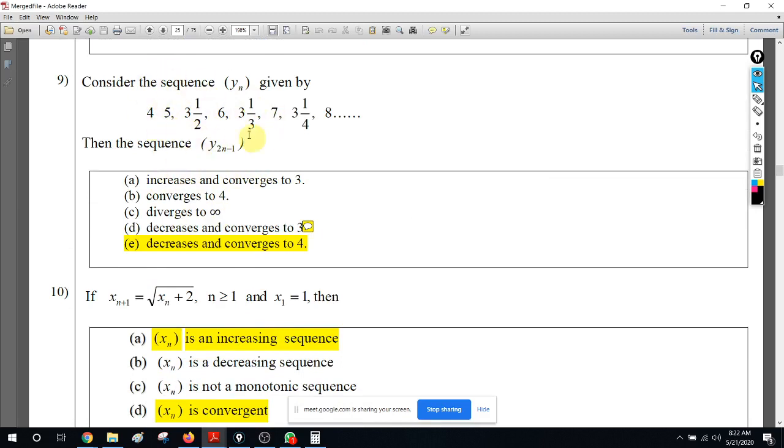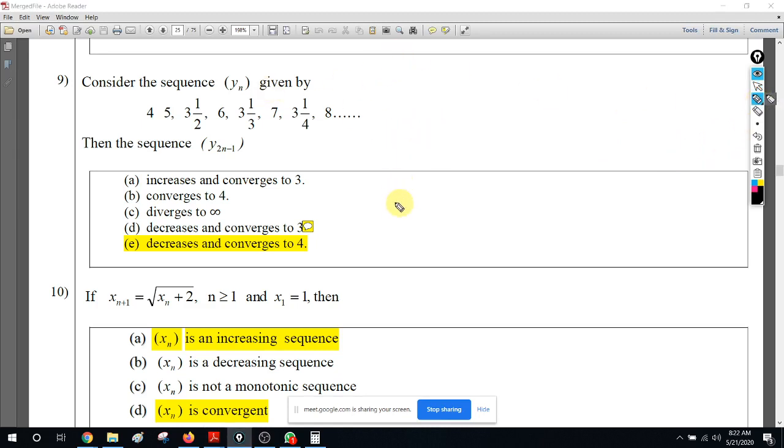Right. So what about this? Consider the sequence yn given by this. Then the sequence y2n minus 1, right? So you have to find y2n minus 1. Now you have to be familiar with a1, a2, a3. Sorry, a1 means first term, a2 means second term, a3 means third term, a4 means fourth term. So now let's write it like that.